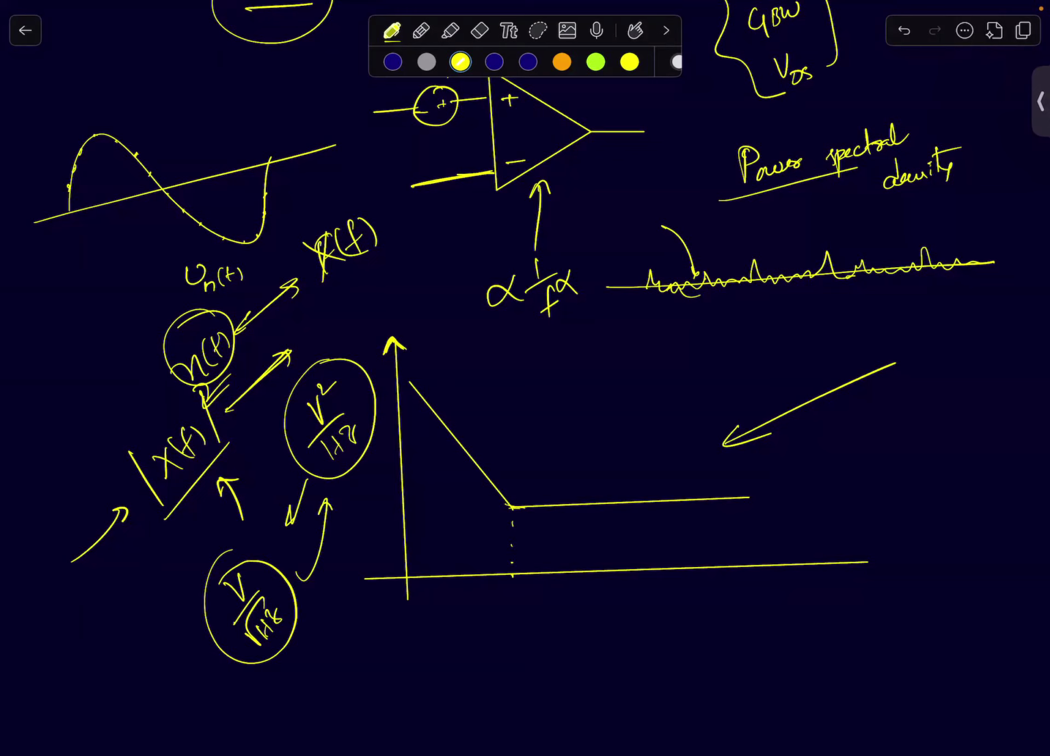And the graph usually looks like this. It will have a region where your noise will be decreasing with frequency. After that, there will be a flat region. In this region, it's white noise. In this other region, there is a specific word. This is actually pink noise, but it's called flicker noise.